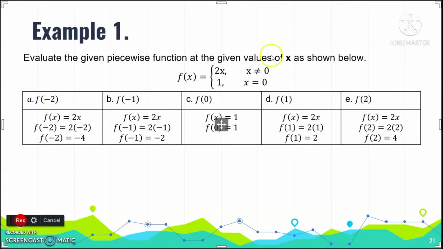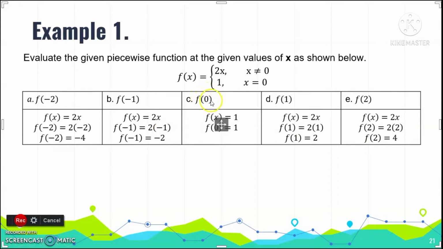A. f of -2. -2 is not equal to 0, therefore we're going to use f of x is equal to 2x. Substituting the values, f of -2 is equal to 2 times -2, therefore the answer is -4. B. f of -1. -1 is not equal to 0, therefore we're going to use f of x is equal to 2x. Substituting the given values, f of -1 is equal to 2 times -1, therefore the answer is -2.